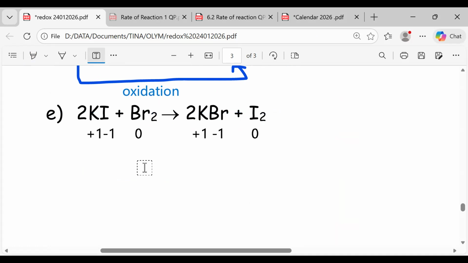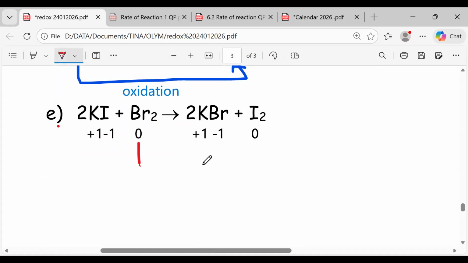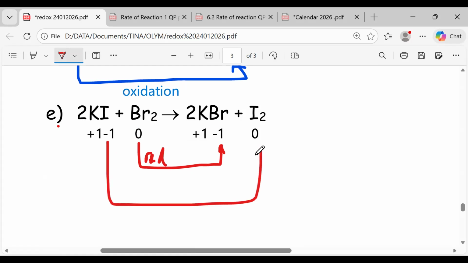I think Jomo needs to do some more. You don't seem to get it. You want to do new things, but the old thing you don't know how to do. This one is reduction. And this one is oxidation. Get it or not? Okay, get it.